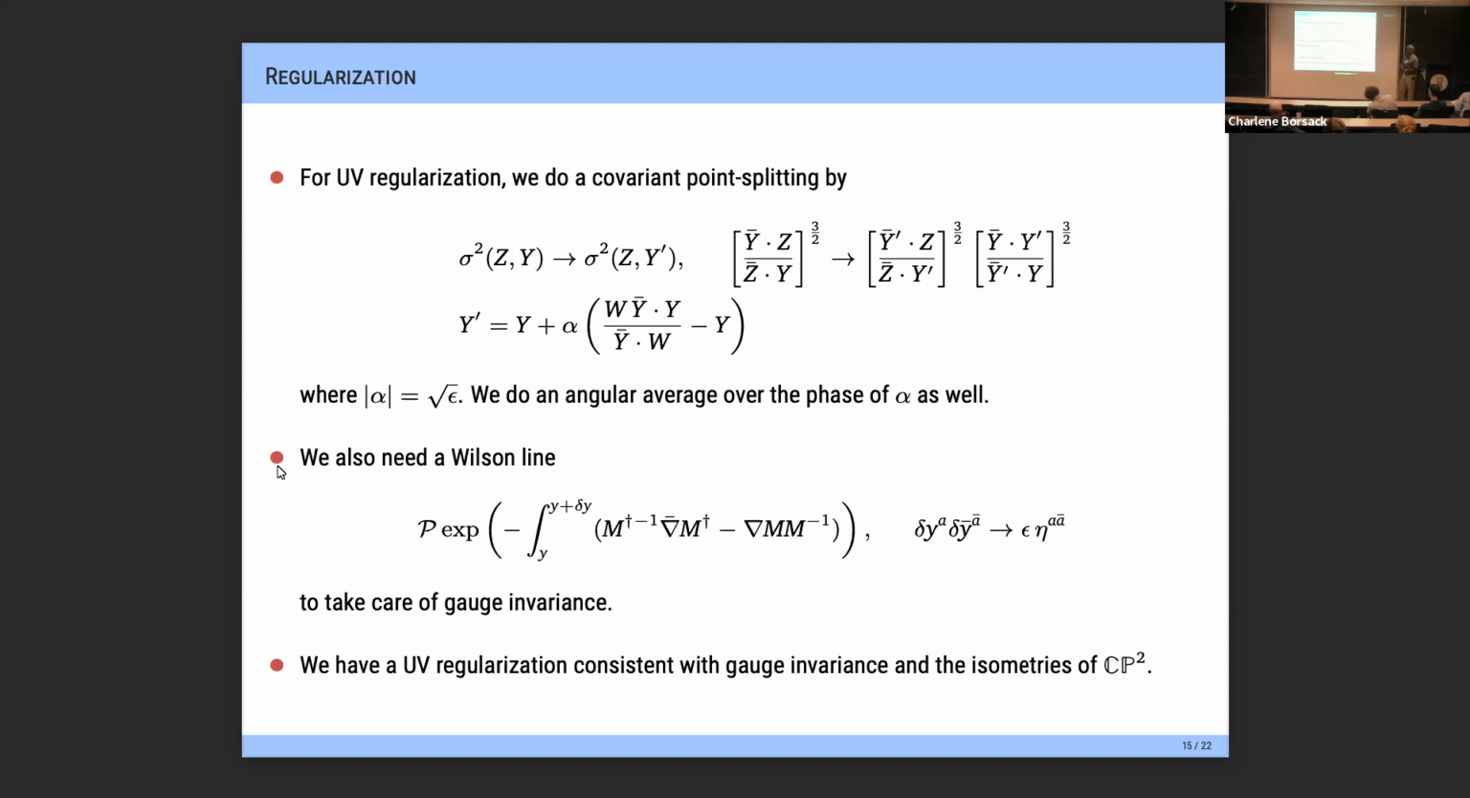We also need an ultraviolet regularization. And what we do is a point splitting regularization, which we can do again in a way that preserves all the isometries of the theory. What we do is to shift the point, you take the distance, shift the point y to another point y prime, which is related to y in this fashion. Alpha is a small number of the order of square root of epsilon in magnitude. We do an angular average over the face of it as well.